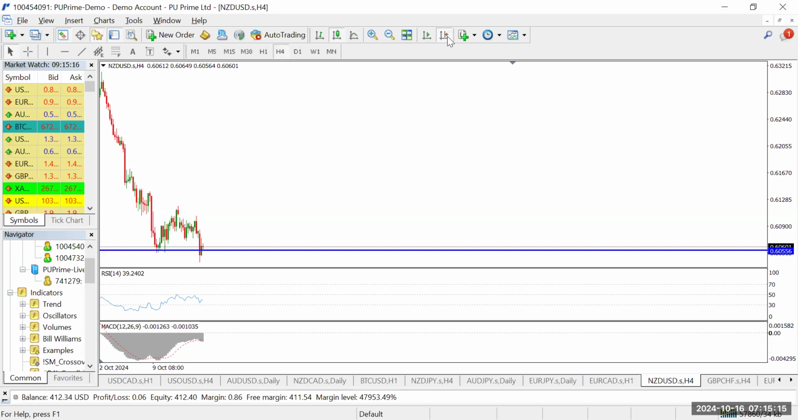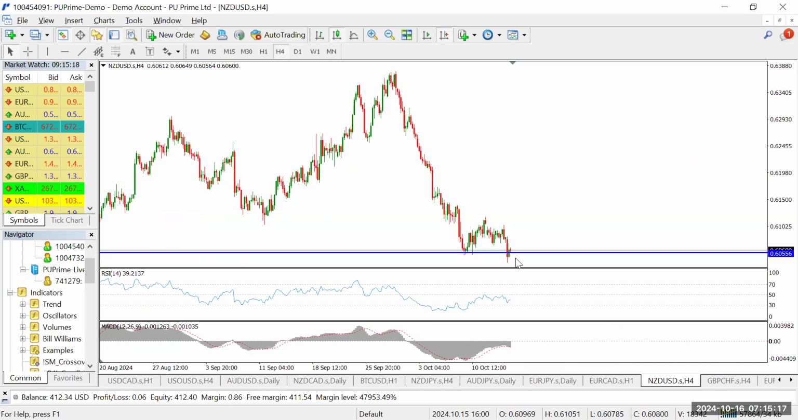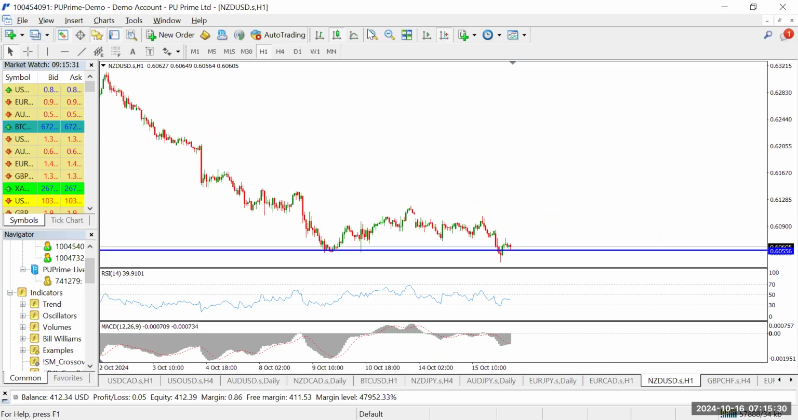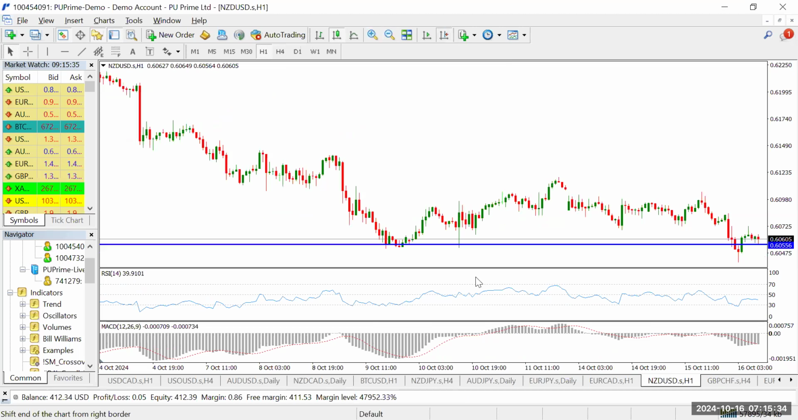Okay, let's go back to the 4 hour first. On the 4 hour, this is looking like it's trying to form a double bottom pattern, which will aid a bullish breakout. That's on the 4 hour. On the 1 hour, on the other hand, we might be expecting a double bottom first on the 1 hour.